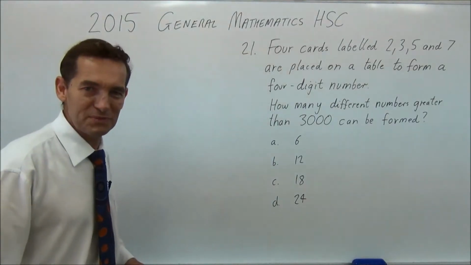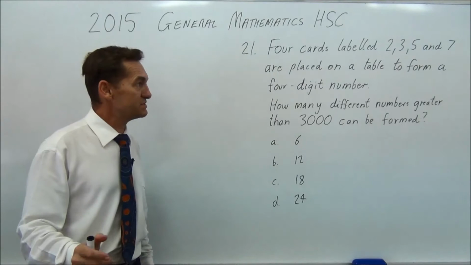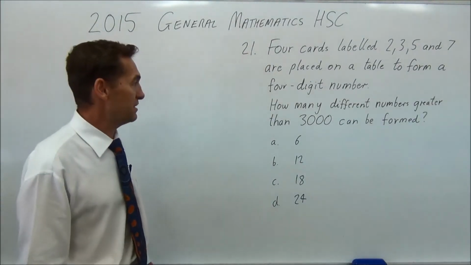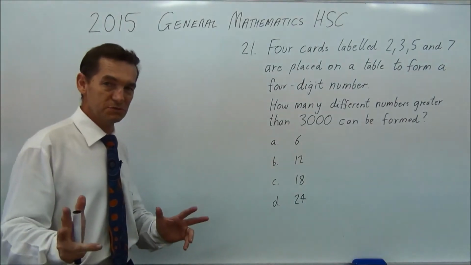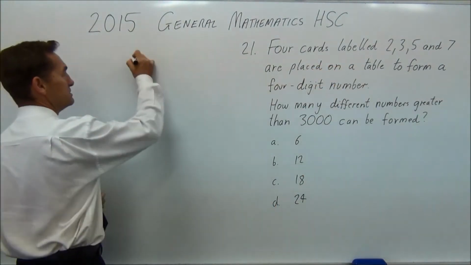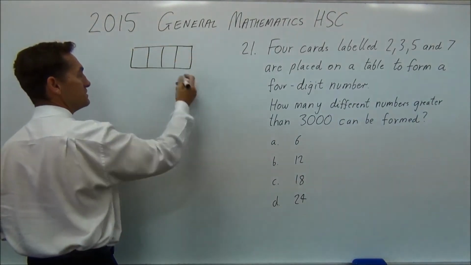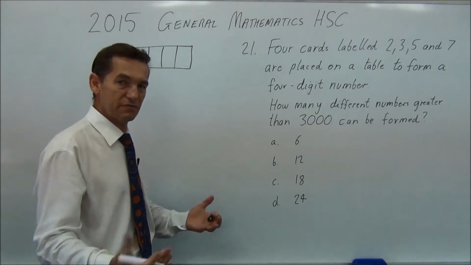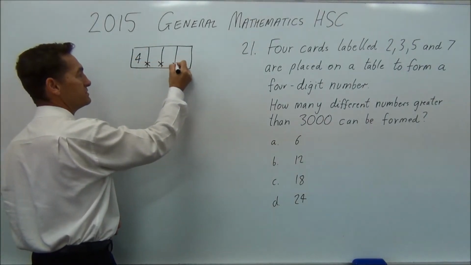G'day again, question 21. 4 cards labelled 2, 3, 5 and 7 are placed on a table to form a 4-digit number. How many different numbers greater than 3,000 can be formed? So this should be pretty straightforward. You've got 4 cards, so what I usually do is make up 4 blank spaces and say how many choices have I got for the first number? Well, 4. And then these are multiplied.